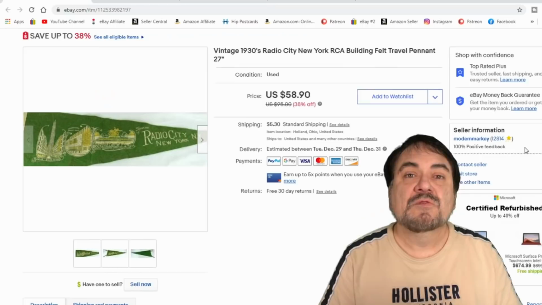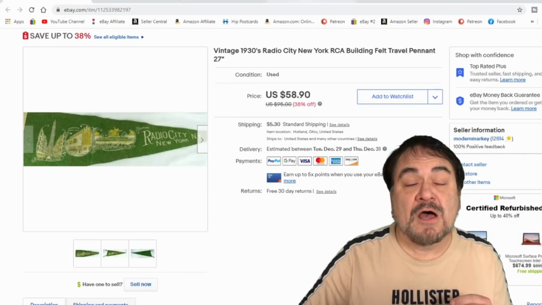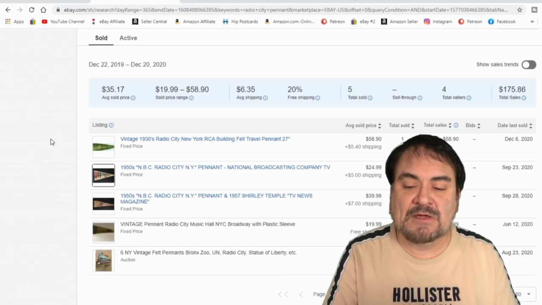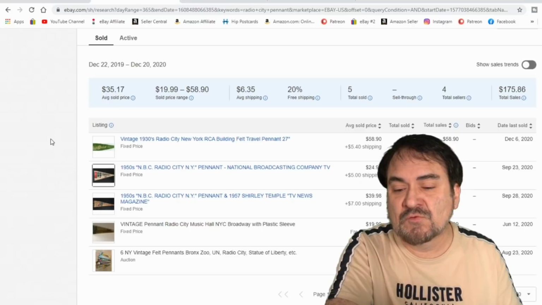This is why BINs are the best. Mine sold for $58.90 here. Now, there is no comparable one to this exact same one, but most people will price their item similar to what other people have sold them for. So if I priced mine in the $20, $25 range, that's all I would have gotten for it. But we've sold ours for 3x what they sold theirs for, without a doubt.